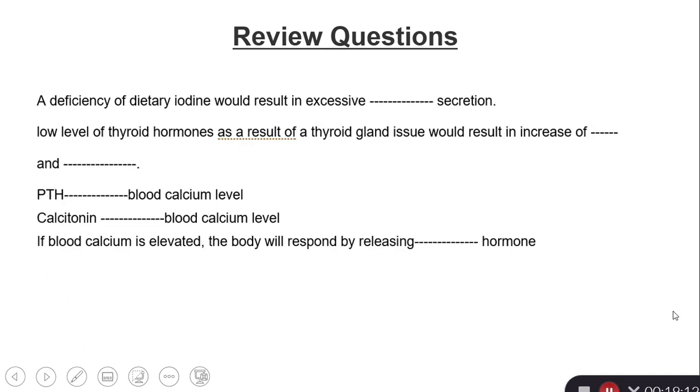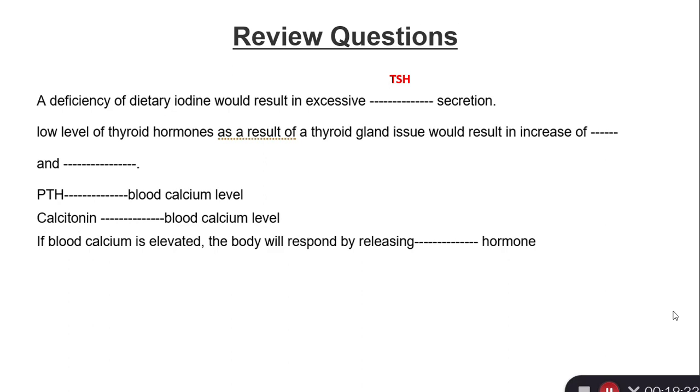Decrease of iodine in our diet would result in excessive secretion. The TSH from the pituitary increases to stimulate the thyroid gland tissue to grow and produce enough thyroxin.